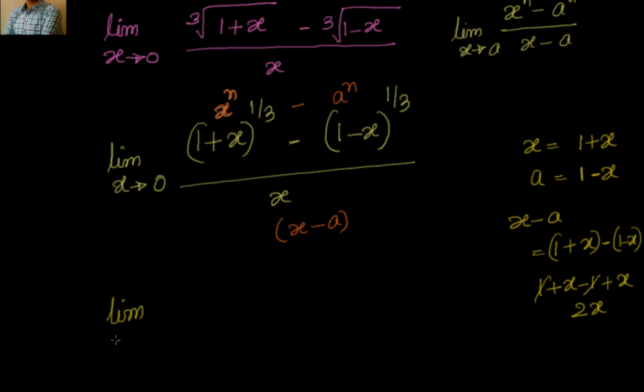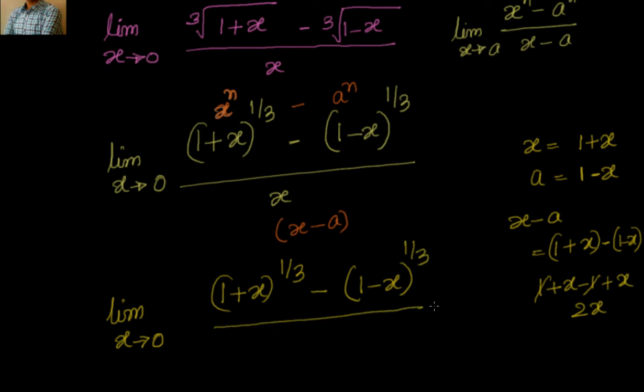I will say limit x tends to 0. This is nothing but equal to 1 plus x whole to the power of 1 by 3 minus 1 minus x whole to the power of 1 by 3. I will first write down whatever is needed. I will put the x here.